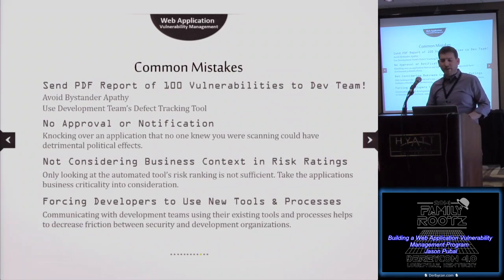Another thing that I think is really important is it's easy and tempting to take a tool, scan a site, get this crazy 100-page PDF, and then email it off to the dev team, in which case they're going to ignore you, call you an idiot, and never talk to you again. This is why we leverage the defect tracking tool that they're already using if we can, and we take one bug and assign it to one person. This is a concept called bystander apathy.